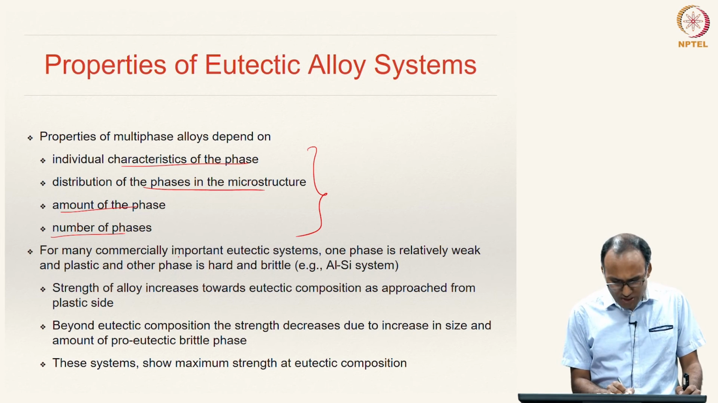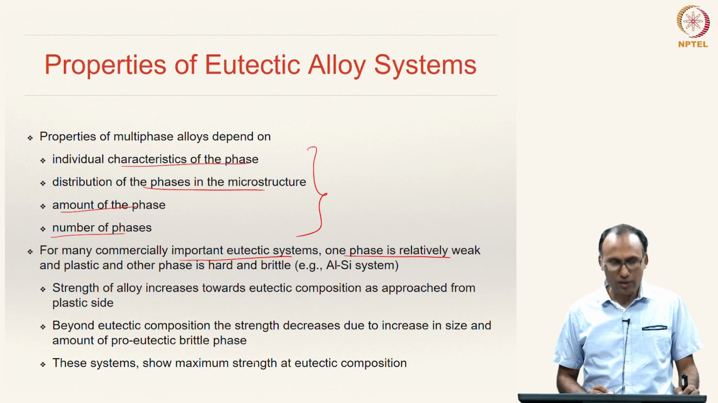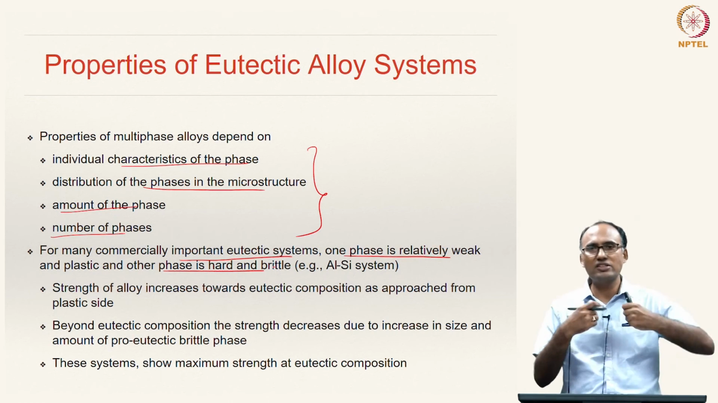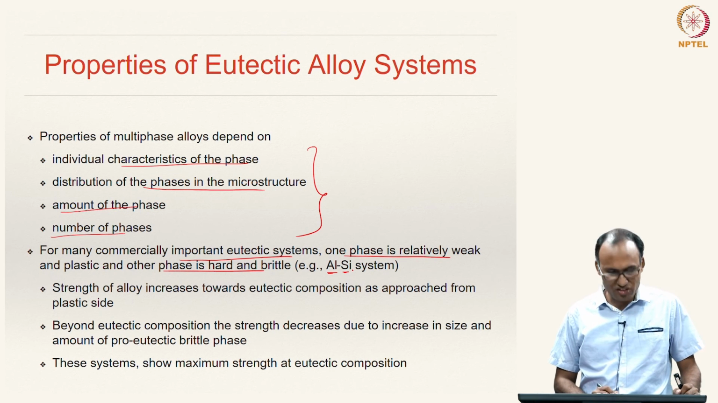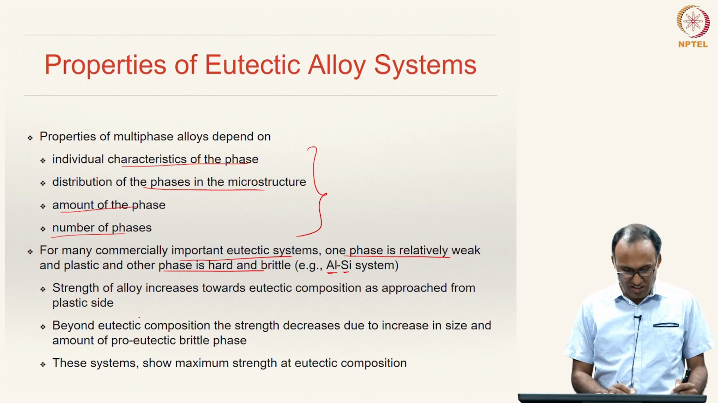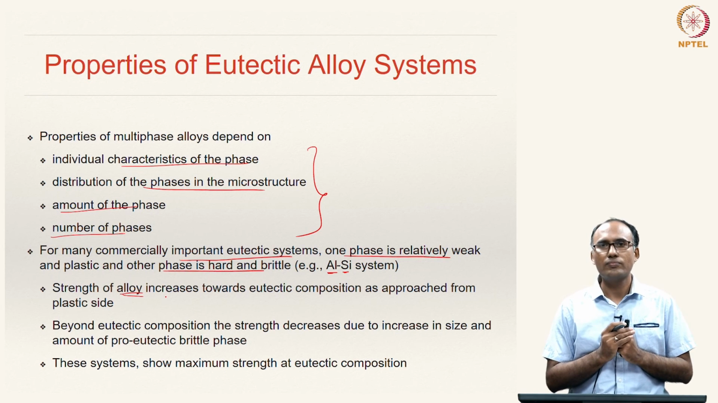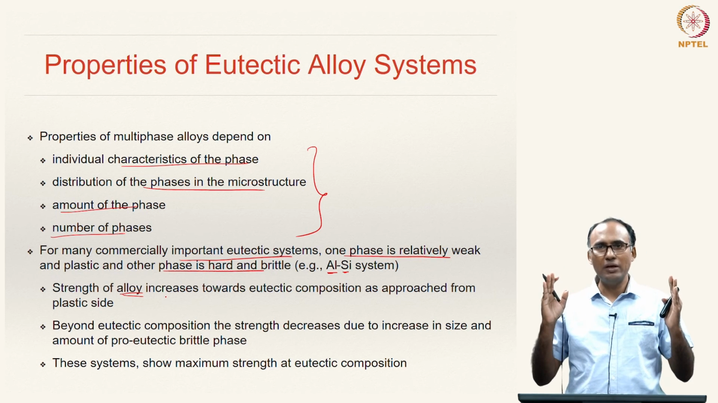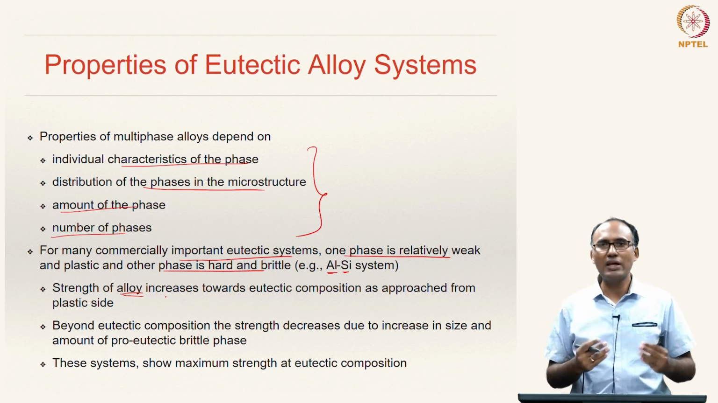So, for several commercially important eutectic systems, one phase is known to be relatively weak and plastic, and the other phase is hard and brittle. So, one is soft and ductile, another one is hard and brittle. A typical example for that is aluminum silicon system, and when we are dealing with eutectic systems, the strength of these alloys increases towards the eutectic composition. So, the strength of the alloy, from pure A to pure B, when you are reaching the eutectic composition from both sides, at the eutectic composition you usually have higher strength.